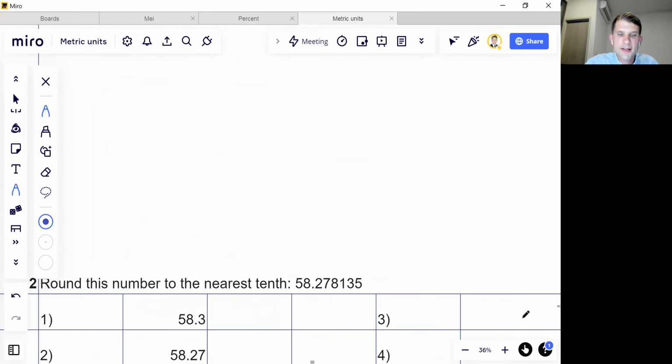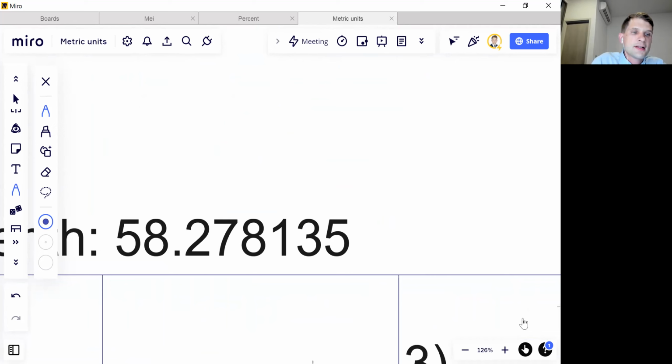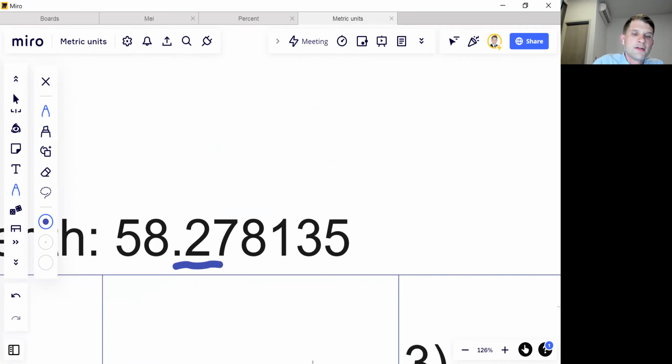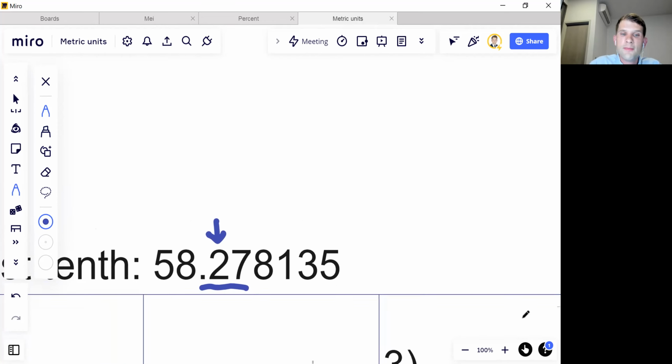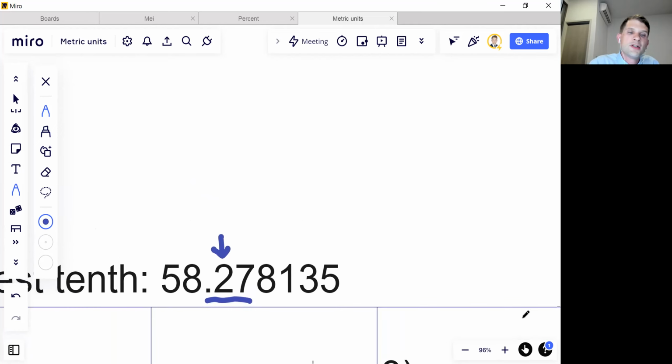Okay, so let's look here at number 2. It says to round this number to the nearest tenth. Okay, so for this, we have the same number again, but we're now only concerned with these two digits right here. As we're looking at this 2, and we're either going to round up to 58.3 or round down to 58.2. And of course, let me just write this out.